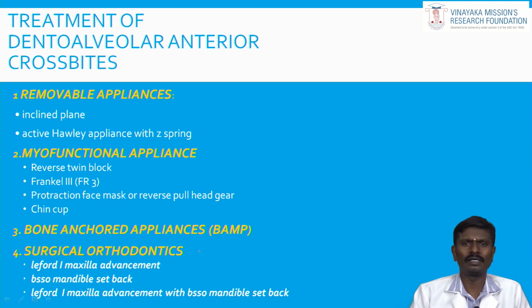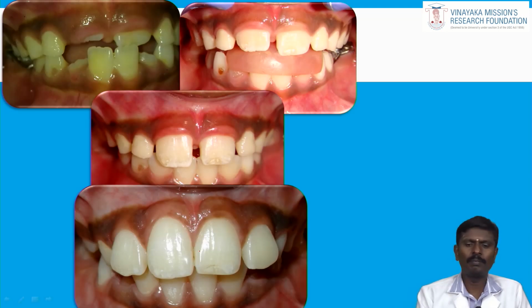You can do all the corrections, show the patient, get an approval, and then start the surgical corrections. This is a simple inclined plane. You can see the reverse overjet in the single tooth. This is the inclined plane.